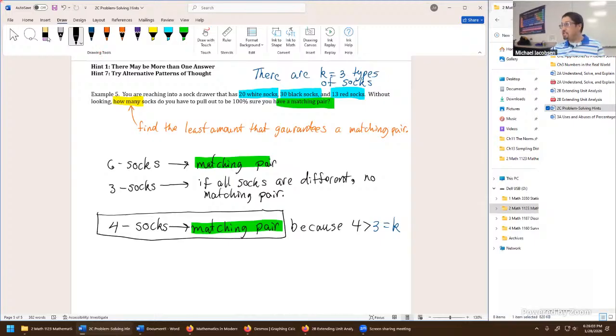Will definitely guarantee a matching pair. And this principle works with anything. It doesn't matter if you're talking about socks or types of coins in a drawer or the number of different kinds of cars in an auto dealership. If you count the number of types you're looking into to get a match, you just have to put in a number 1 greater. And the first number that exceeds the number of different types will be that minimum number that gives us the match. And this whole principle, if you're curious, is called the pigeonhole principle. So it's just a weird mathematical fact that ties in with this problem.